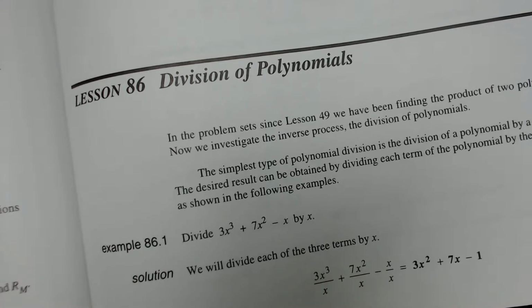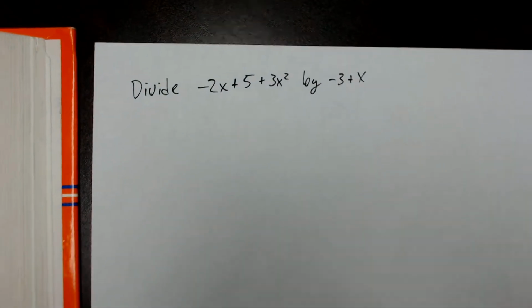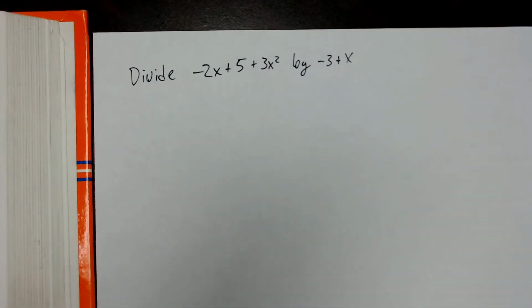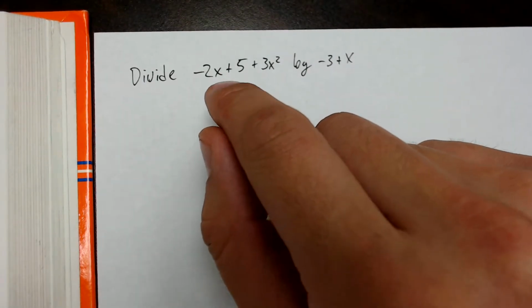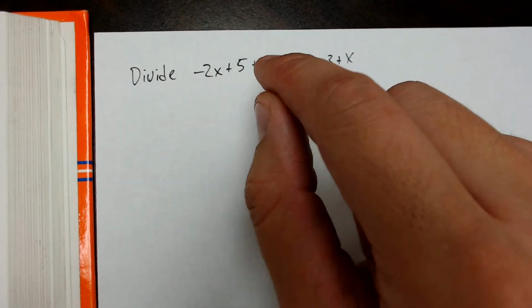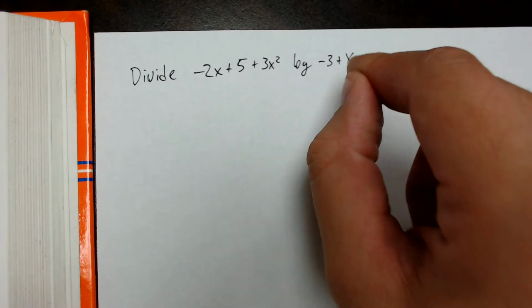Algebra 1, Lesson 86, Division of Polynomials. Alright, so pay attention because this can be a tough one. Division of polynomials is talking about problems like this. We have two different polynomials and they want us to divide them. They want us to divide negative 2x plus 5 plus 3x squared by negative 3 plus x.